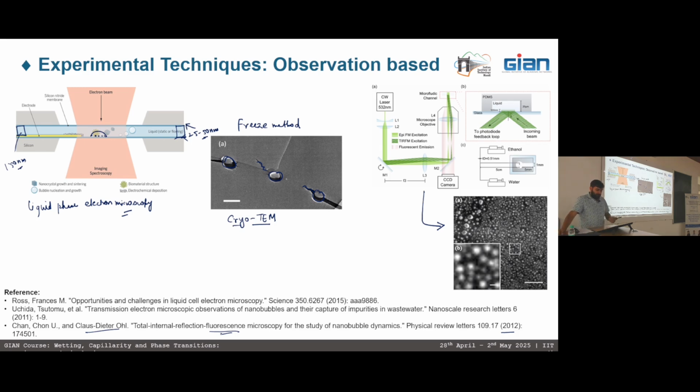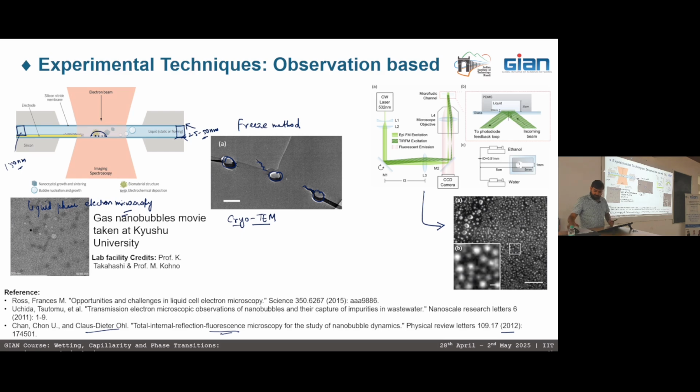Now, one by one. Someone was asking me whether this video is from simulations or experiments. So this video here is from experiments. We are using the technique of liquid phase electron microscopy, and the length scale here, this scale bar, is 200 nanometers. So these bubbles are typically on the order of 50-60 nanometers in size.